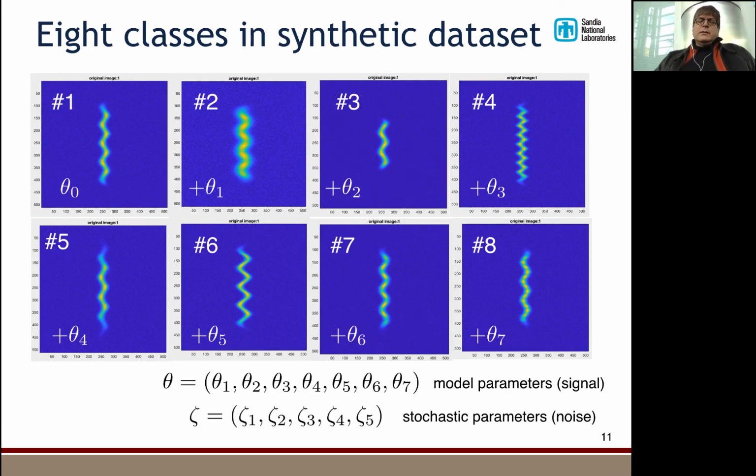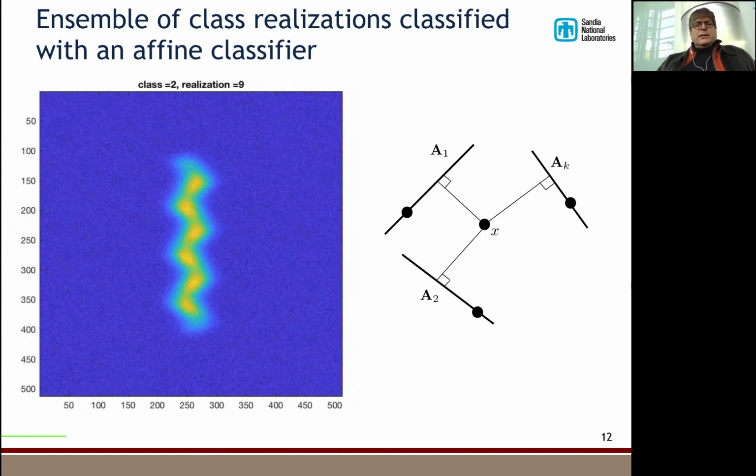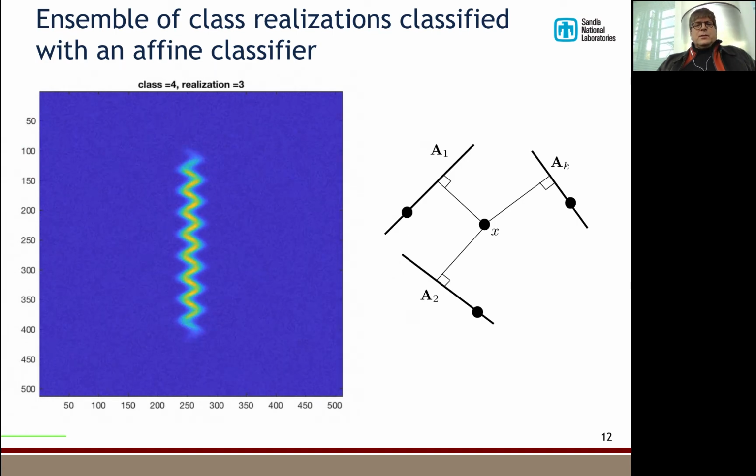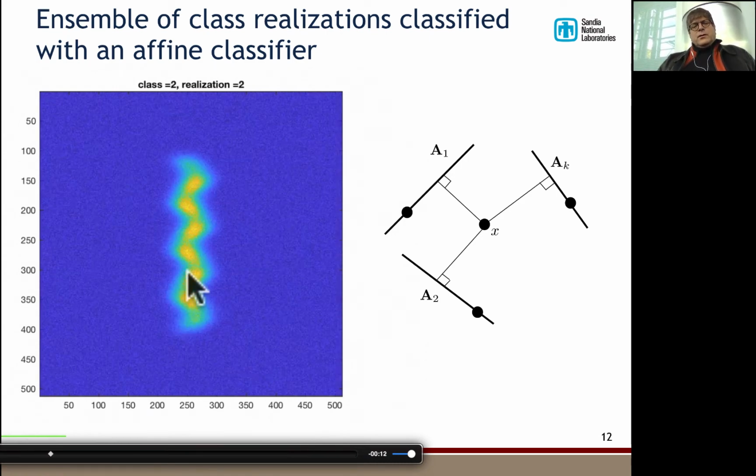of the images. We formed 8 classes by varying the mean of one of the parameters by a significant amount, a factor of 2. And this shows the different ensembles that we found. As we go from class to class, there's a real change, but you also see that there's some small variation around the mean associated with those.